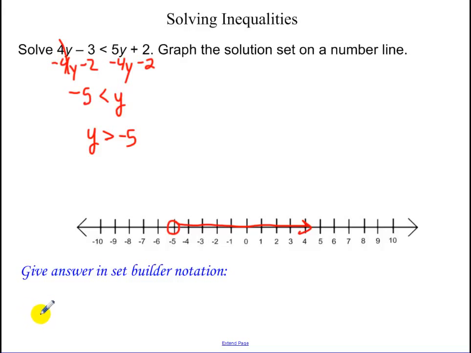Now there's a new type of notation that we're going to be using a lot this year, and it's called set builder notation. It has a bracket, and then your variable, a little line, and then the inequality. What that means is y, your answer is y such that y is greater than negative 5. We're going to be using this a lot when we get into later chapters, so I'd like to introduce this to you guys now.